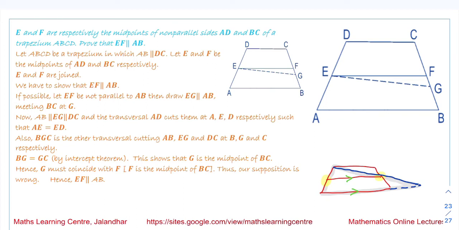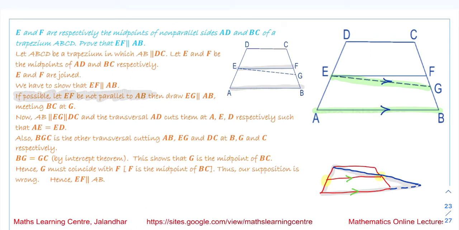So now what we are saying is that we consider that the line EF is not parallel to AB. We have to prove that this line EF is parallel to AB. We are considering that this line is not parallel to AB. So if this is not parallel to AB, we draw a line EG which is parallel to AB. We have drawn this line EG which is parallel to AB. These two lines we are talking about.